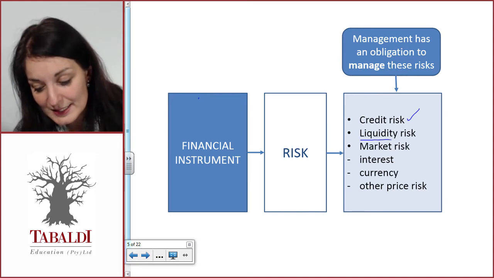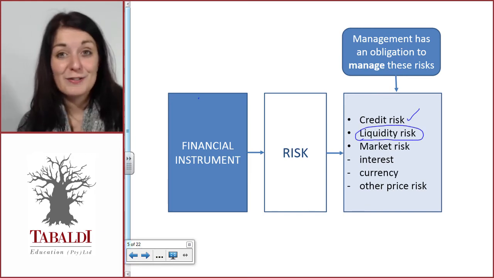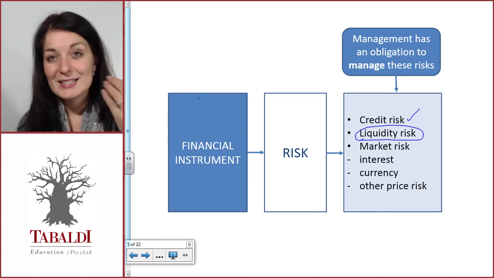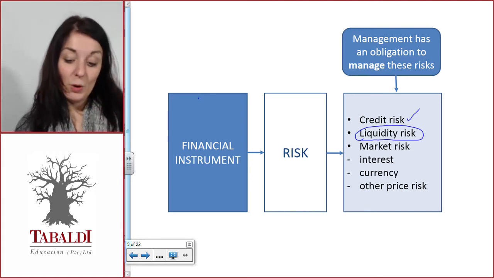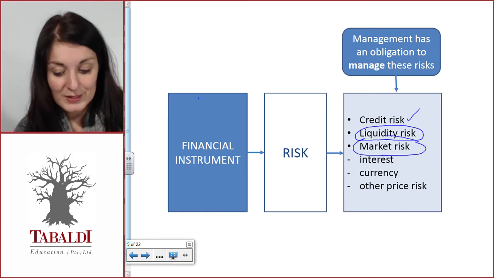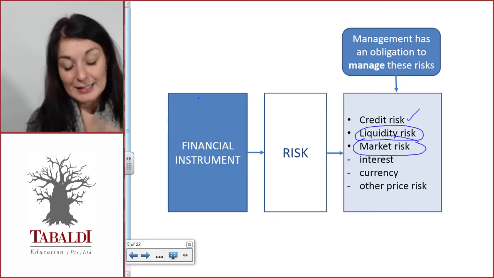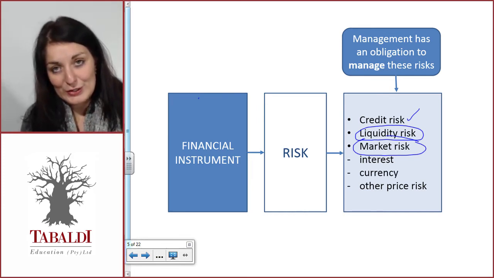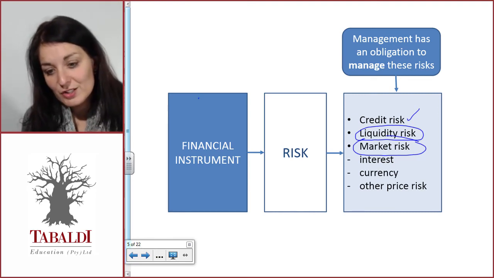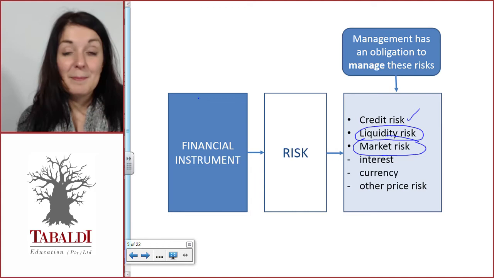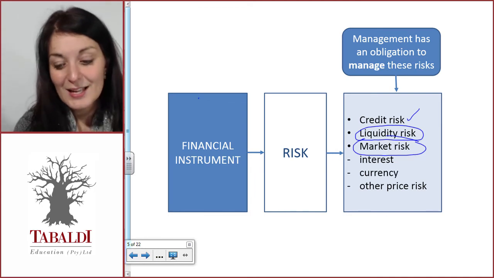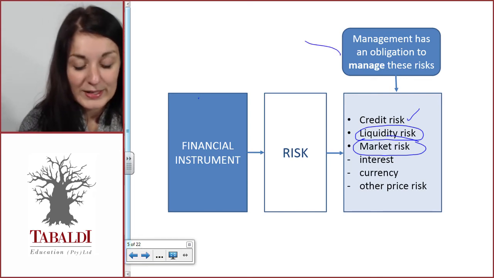We also have liquidity risk. Do you have enough cash available to pay your debtors, to pay your creditors, your liabilities? We also have market risk, very important, where we deal with interest rate risk, currency risk, and all the other price risks that are included in market risk. So financial instruments are exposed to various risks and we have to disclose it. But management has an obligation to manage this risk, and we need to tell the users how we did this.